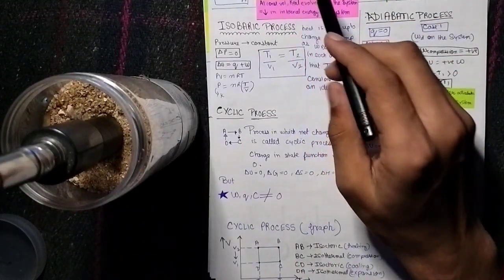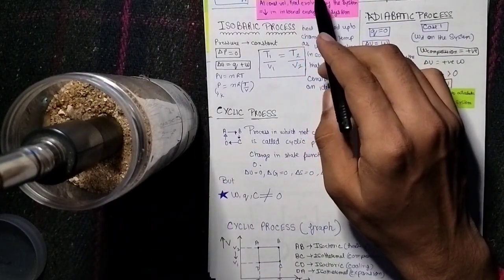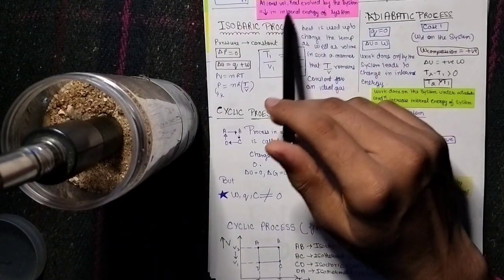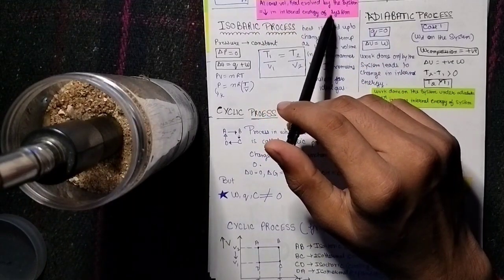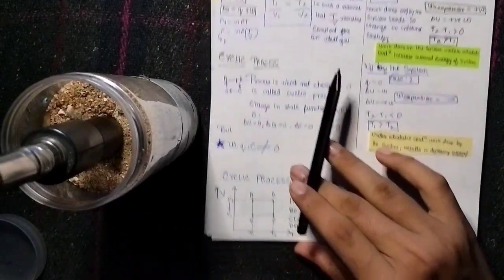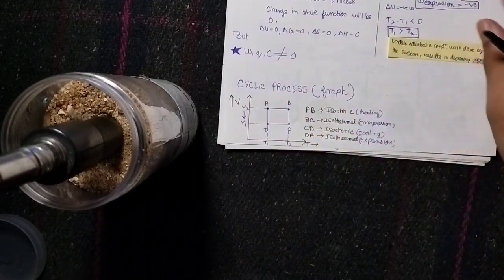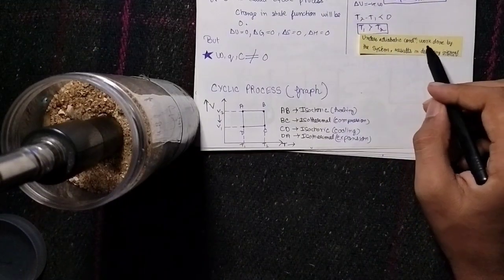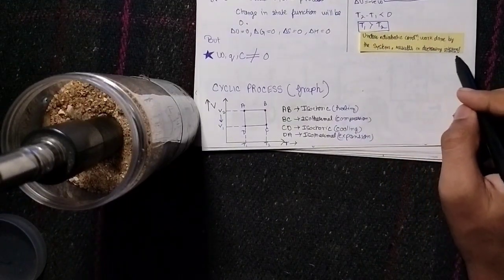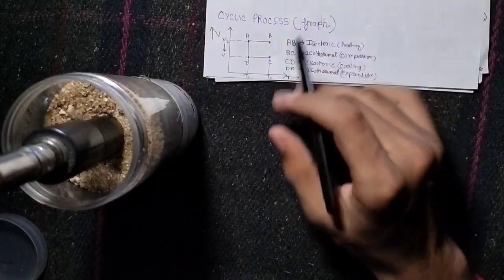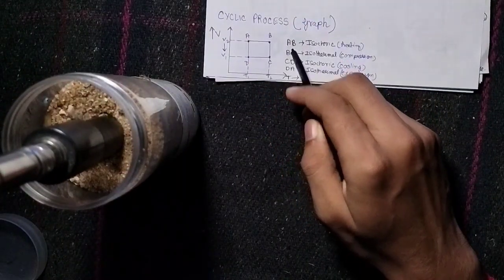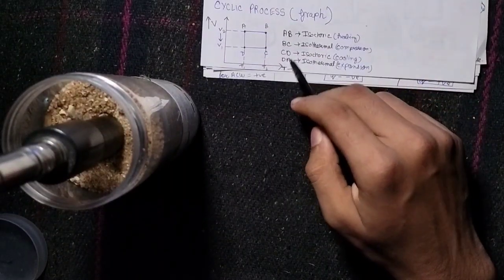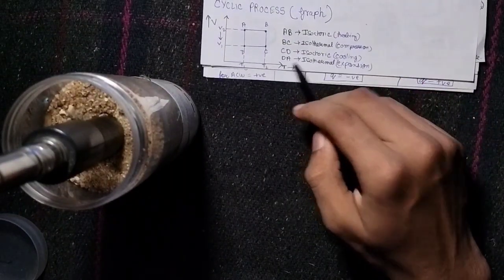At constant volume, heat absorbed by the system is equal to the increase in internal energy. At constant volume, heat evolved by the system is the decrease in the internal energy of the system. Under adiabatic condition, work done by the system results in decreasing the internal energy. Cyclic process graph: AB isochoric heating, BC isothermal compression, CD isochoric cooling, DA isothermal expansion.